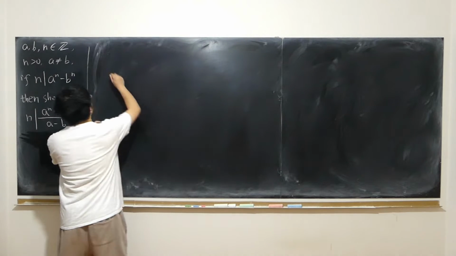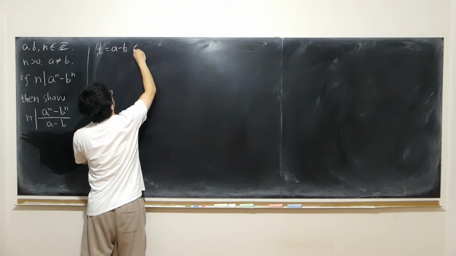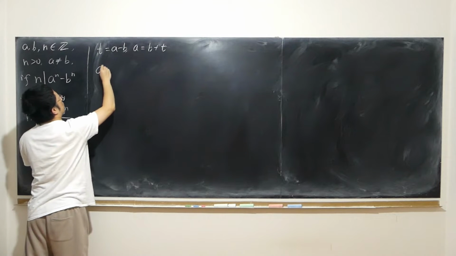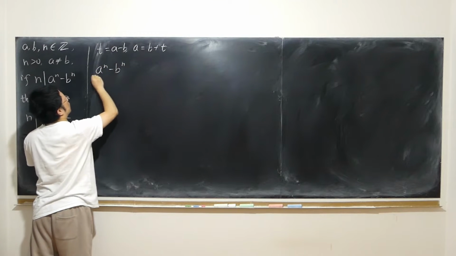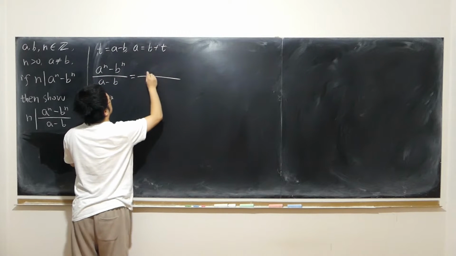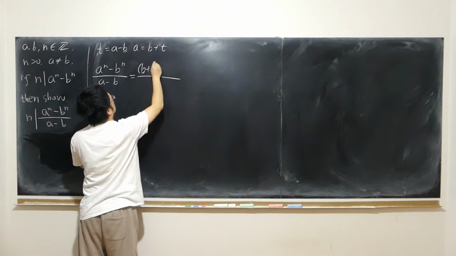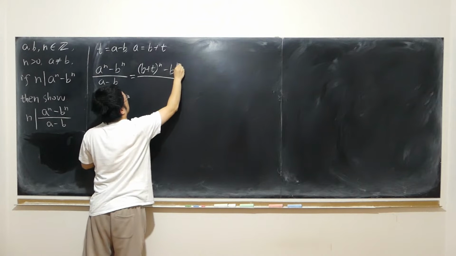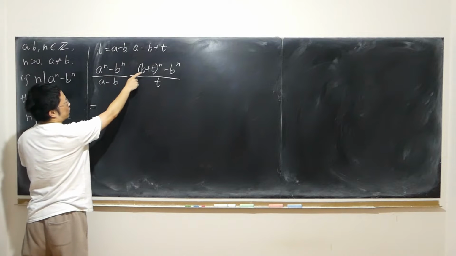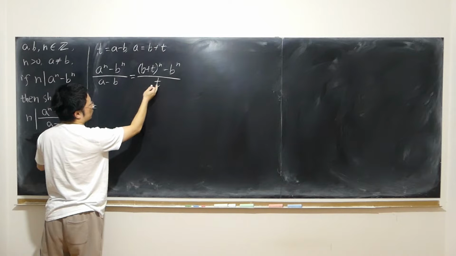First, we let a minus b equal t. In other words, a becomes b plus t. So a to the power of n minus b to the power of n over a minus b becomes b plus t to the n minus b to the n over t. Using binomial expansion, the first term will cancel with this term and also simplify with the t.